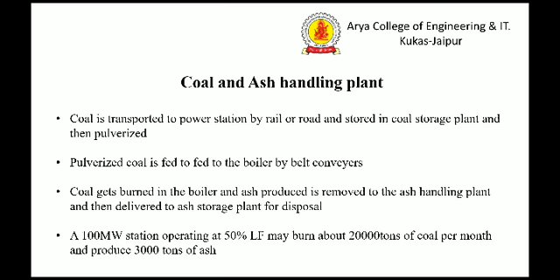So what happens in the coal and ash handling plant? Coal is transported to the power station by rail or road, stored in the coal storage plant and then pulverized. Pulverized coal is fed to the boiler by belt conveyors. Coal gets burned in the boiler and the ash produced is moved to the ash handling plant and then delivered to the ash storage plant for disposal.